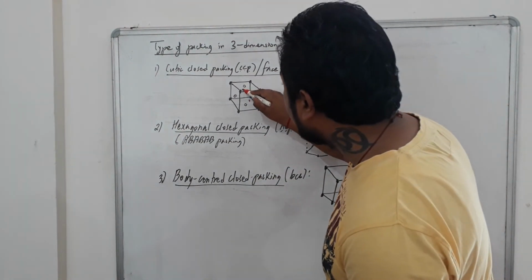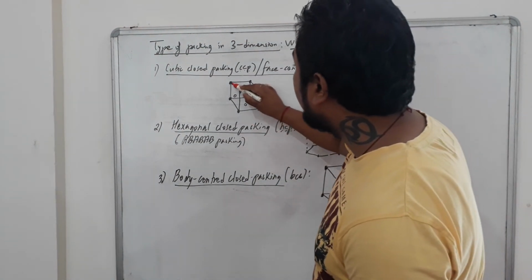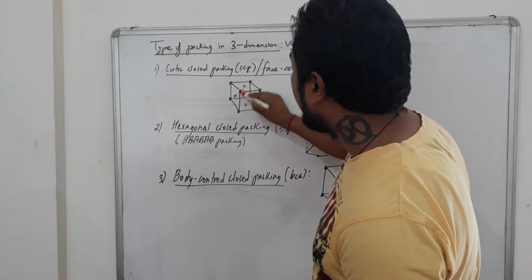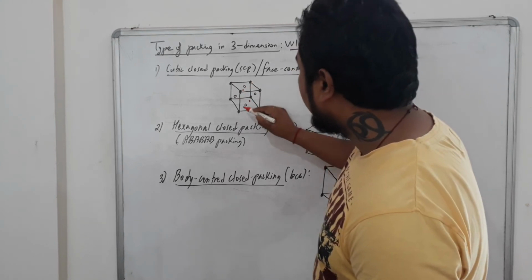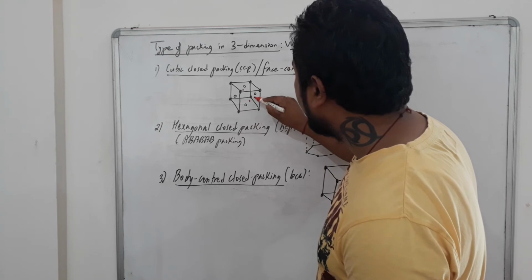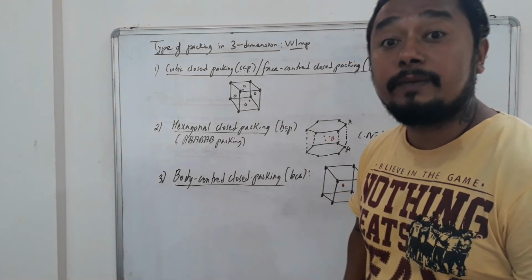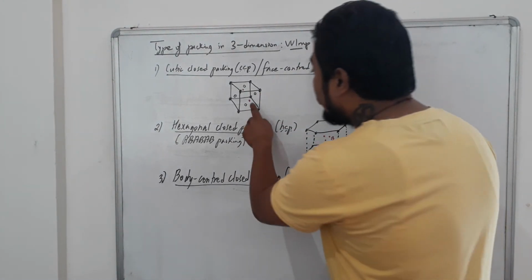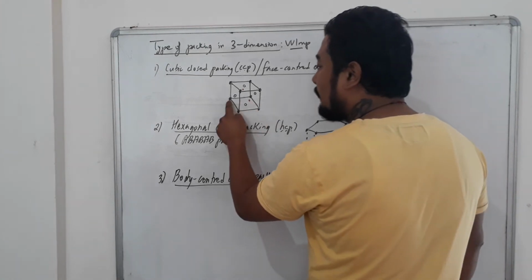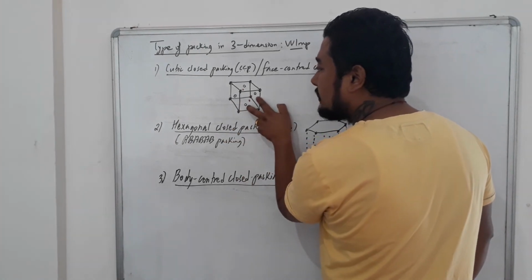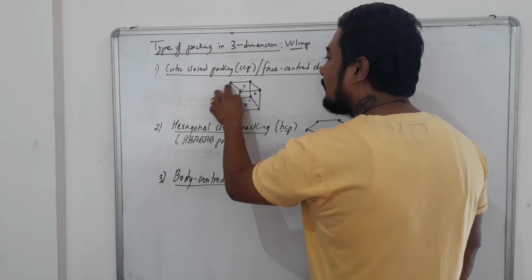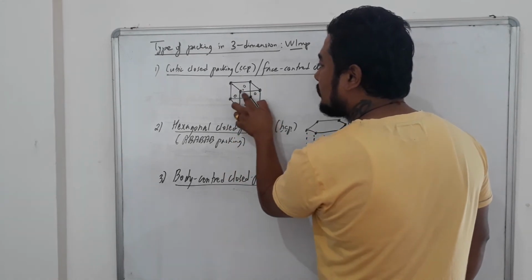So for this red, if you see, it is surrounded by 4 black, 1, 2, 3, 4, and 2 unshaded one, total 6. From down also 4 black, 1, 2, 3, 4, and 2 unshaded, total 6. So 6 plus 6 makes it 12. Similarly, if you have to count for this, again it is surrounded by 4 black and 2 unshaded, 6. From down, from up, 4 black shaded, 2 unshaded one, total 6.